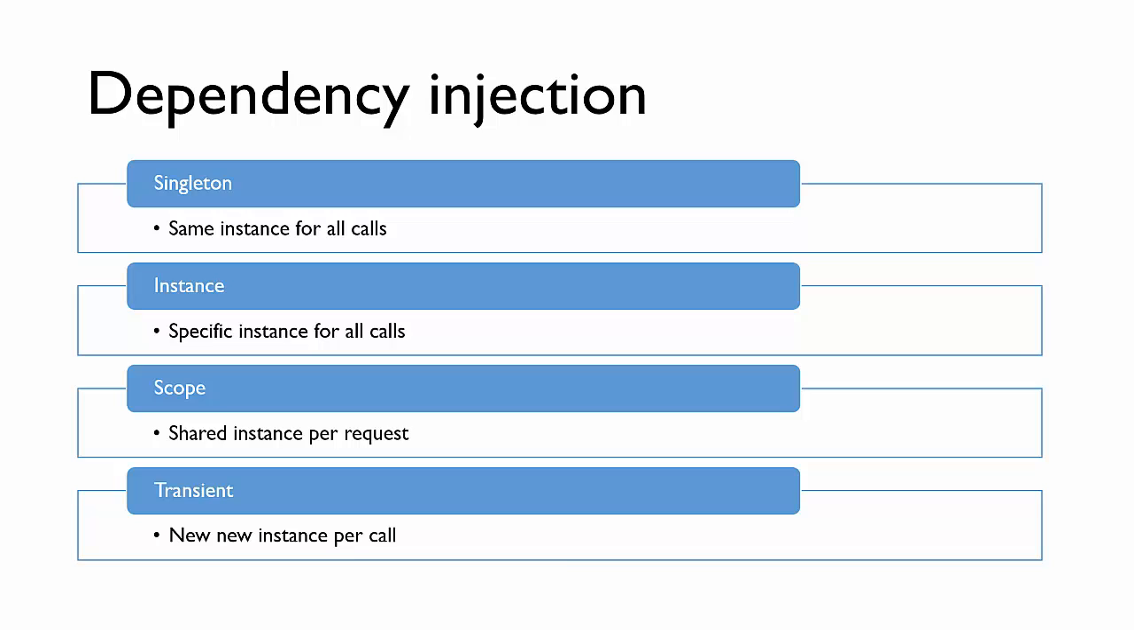The second is instance, where you must pass a specific object, and it will use that object for the rest of the calls. The next is scope, which is going to be a shared instance per request. And finally, there's transient, which is going to create a new instance on each of the calls. So let's see a demo of these four dependency injection options.